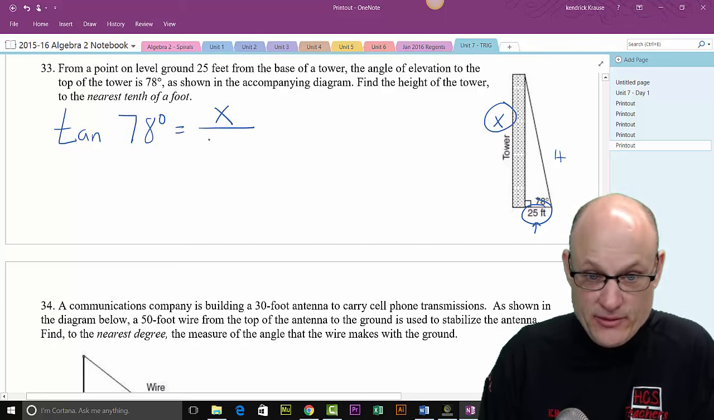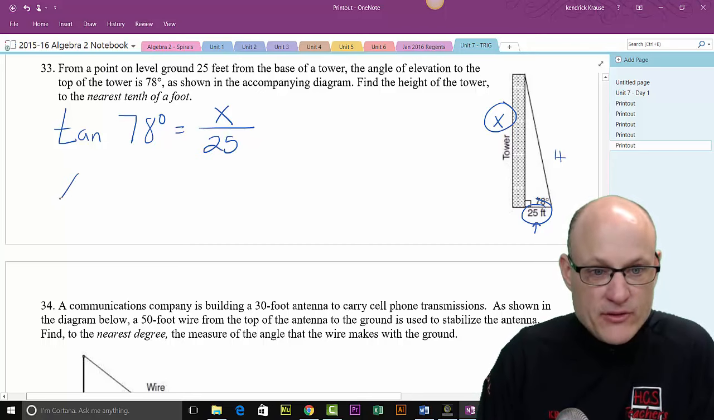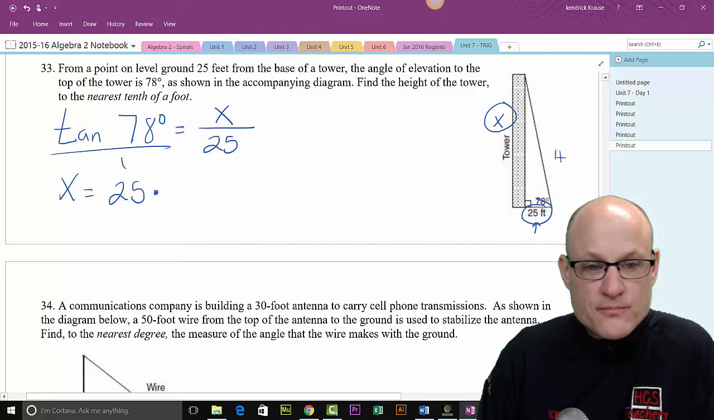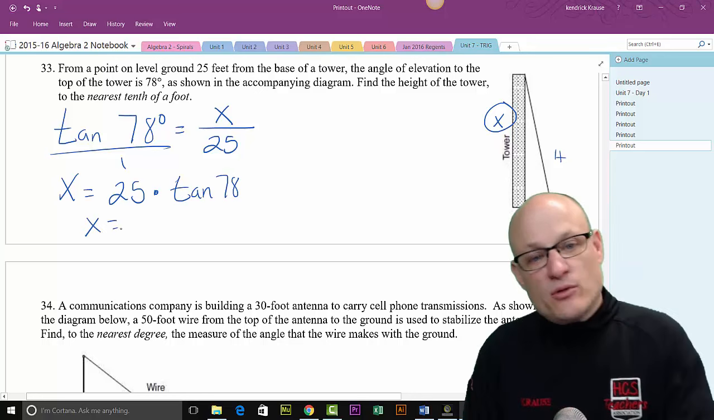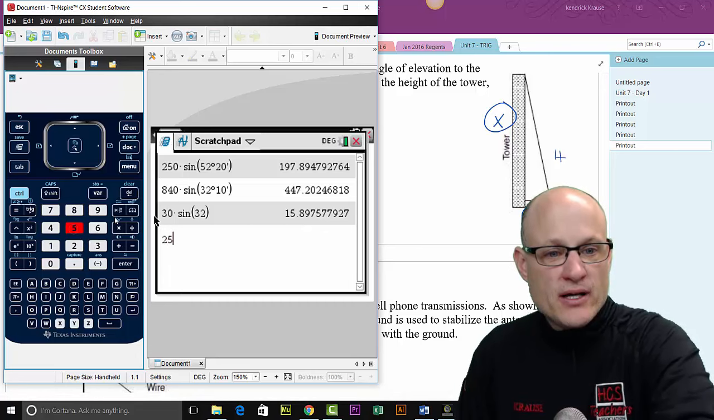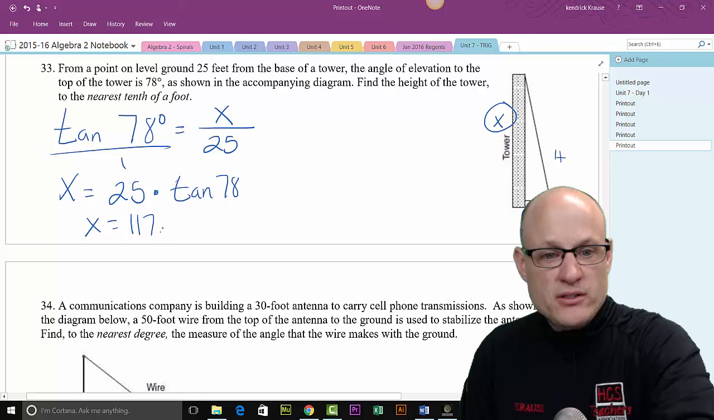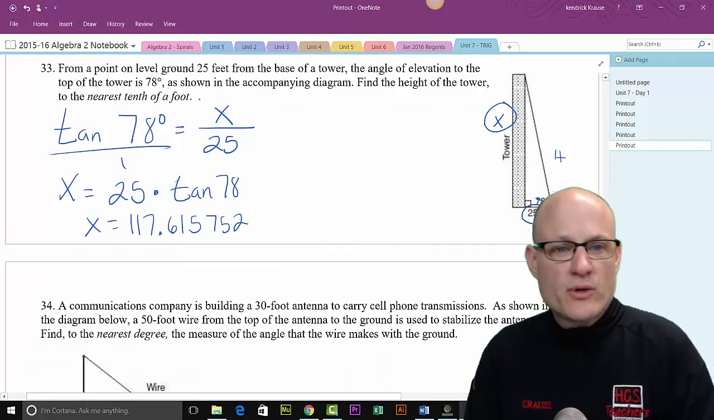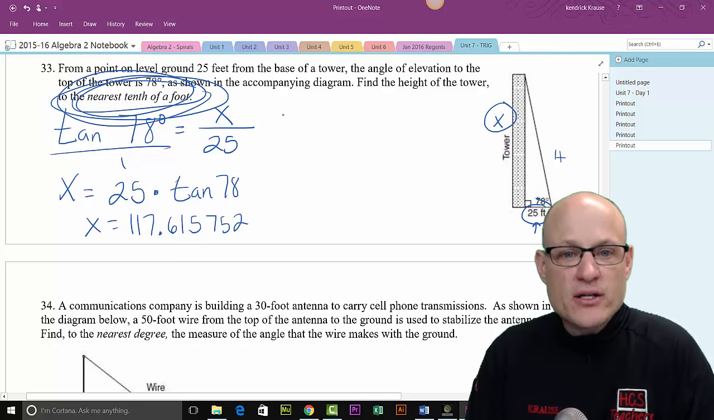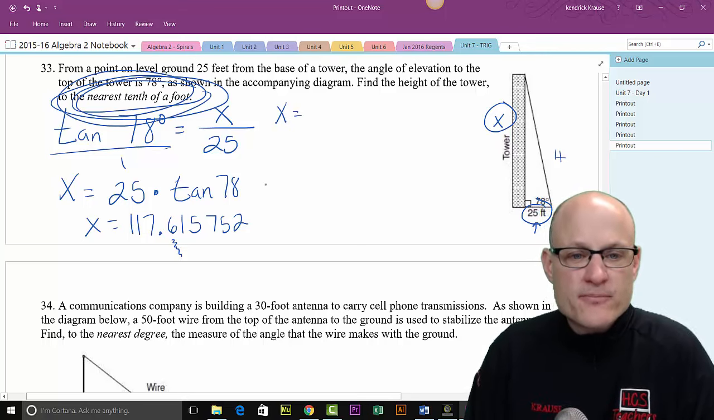Again, I gave you a simple one. x equals 25 times tangent 78 degrees, and we're going to cross multiply. So x equals 25 tangent 78 degrees. That's 117.615752. We have to round to the nearest tenth of a foot. So x is equal to 117.6. There it is, chillin'.